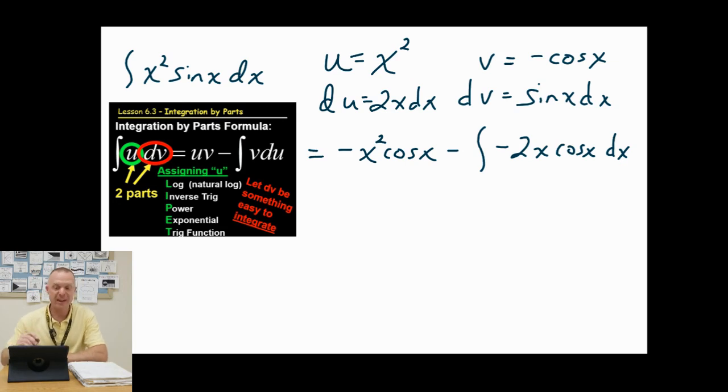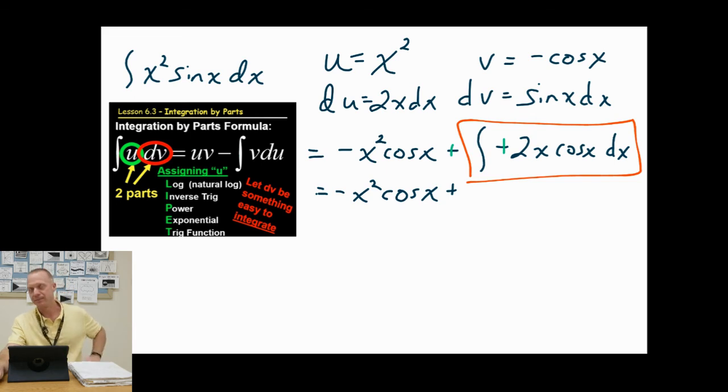Now, I'm always a fan of doing algebra before calculus. Honestly, these two negative signs right here will become a plus, a positive. Might as well, right? All right, so we have negative x squared cosine of x, kind of done with that. But now we're staring at this integral of 2x cosine x. How do you do the integral of 2x cosine of x? How do you do that?